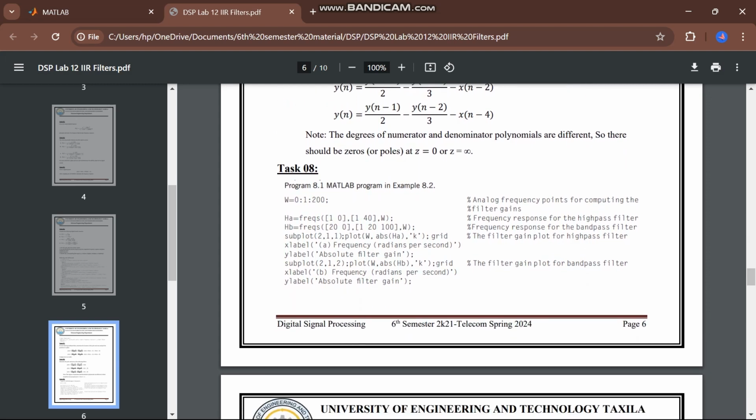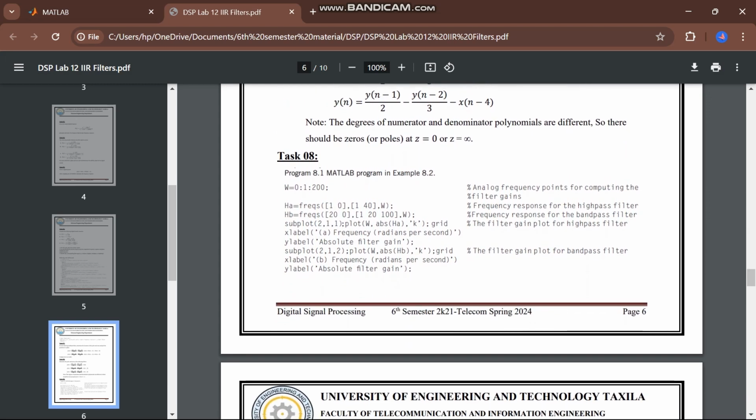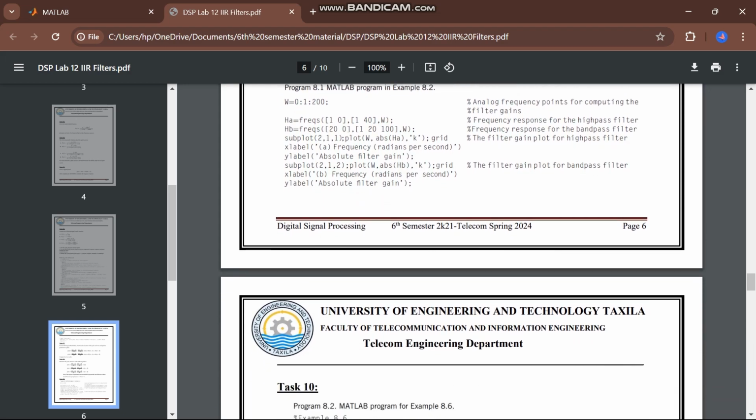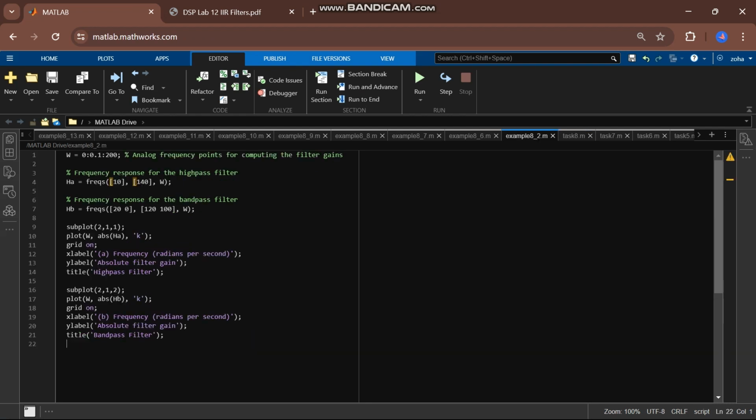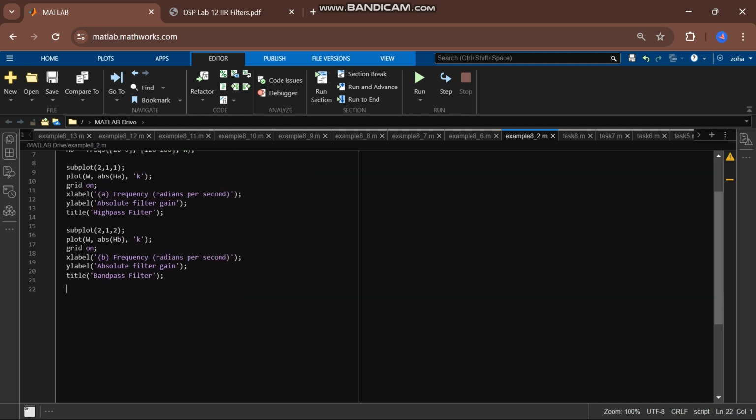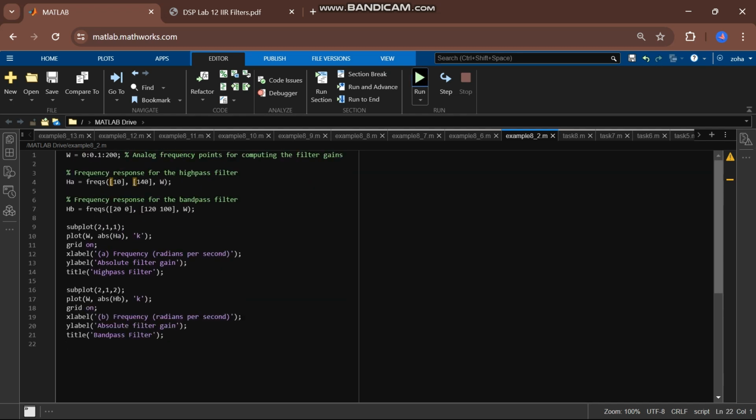For this task, we have to perform example 8.2 from our textbook in MATLAB. We have some analog frequency points for computing the filter gains. Then we can find the frequency response of the high pass filter using the freqs function. And for the band pass filter, we can use the freqs function, and we have plotted the functions.